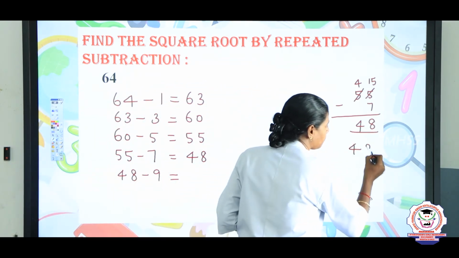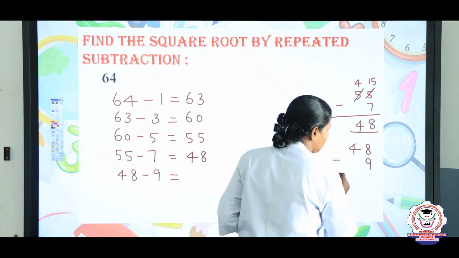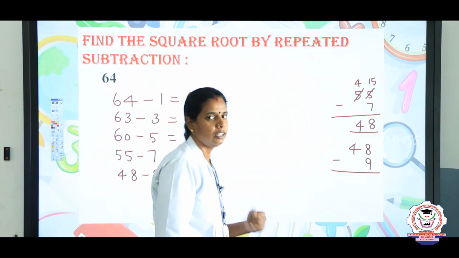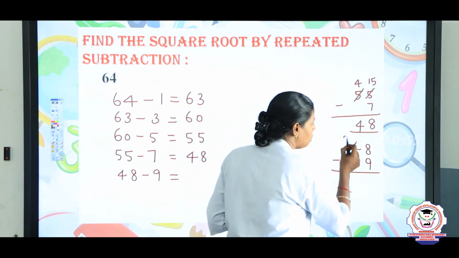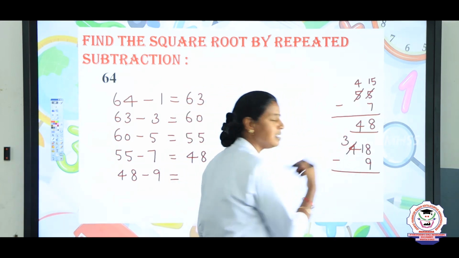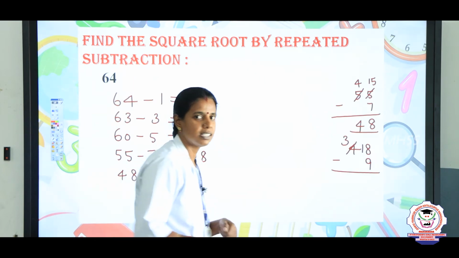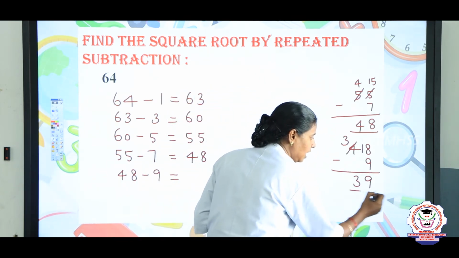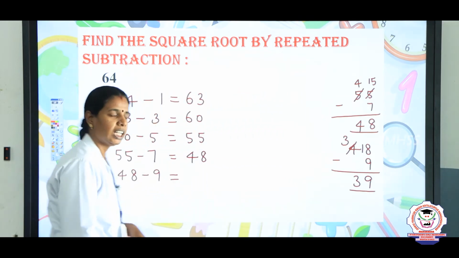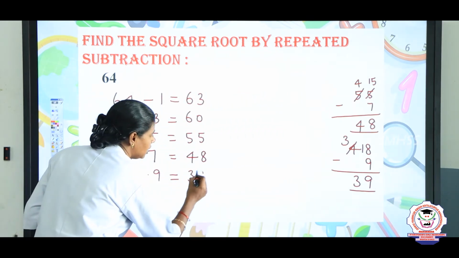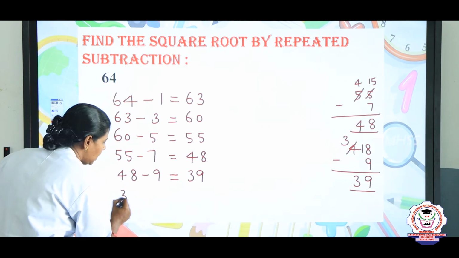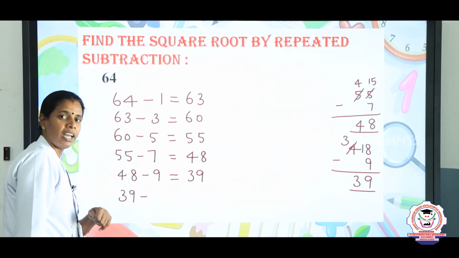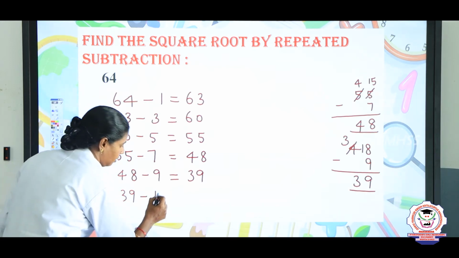48 minus 9. Subtract now, 8 minus 9. Is it possible? No. So, again you are going to borrow. Now, 18 minus 9. 18 minus 9 is? Yes, it is 9. And the next number is 3. So, the answer is what? 39. Very good.